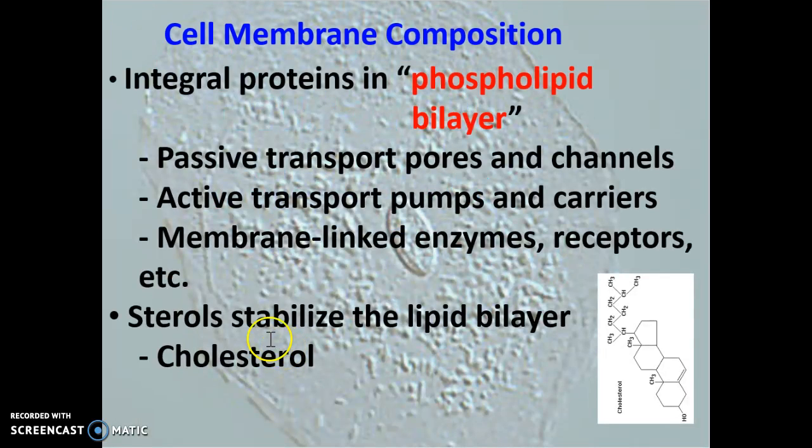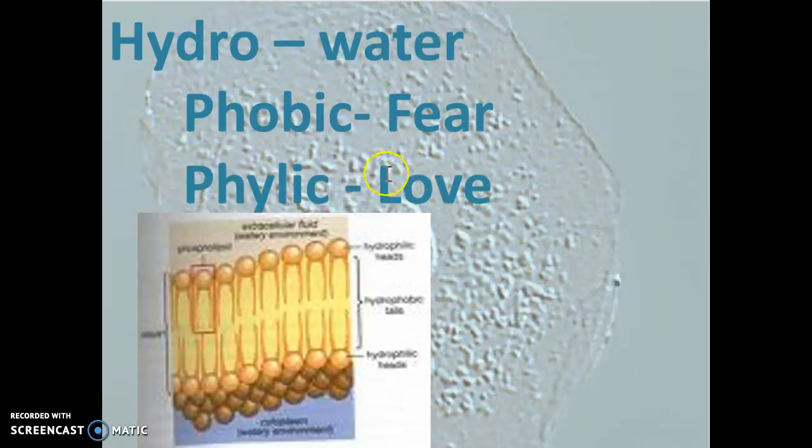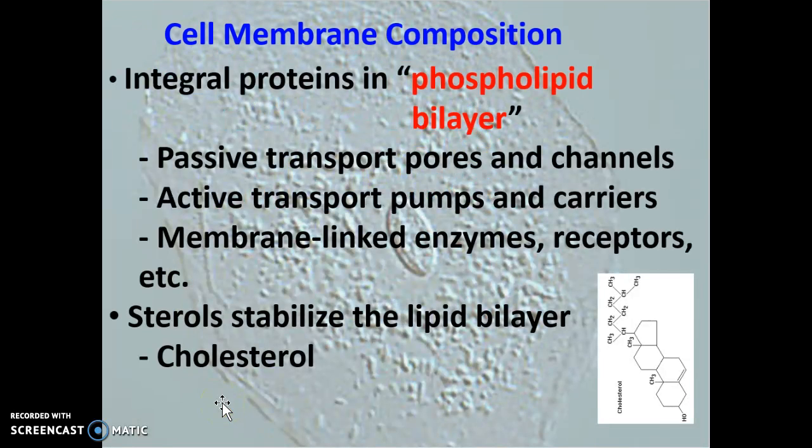Again, it is a phospholipid bilayer, the phosphate heads, the lipid tails, and there's two layers, as seen here. One layer, two layer. They do receive materials through passive transport. That means things can pass right through the protein channels, and active transport, which requires ATP, and membrane-linked enzymes and receptors help. You got sterols that help stabilize the lipid bilayer, make it a little more firm.